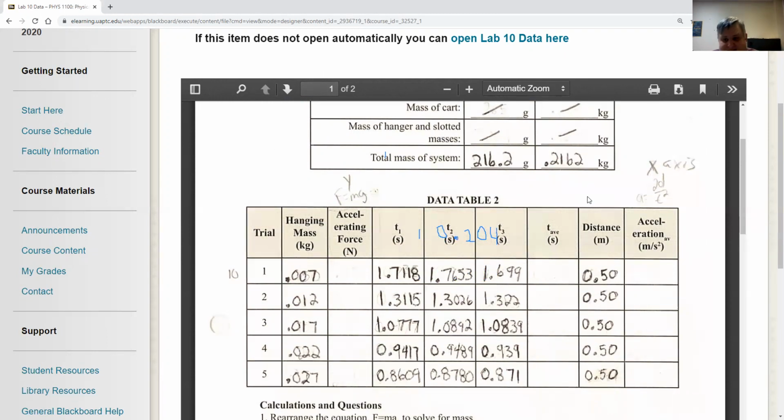We should be able to calculate their mass with just the mass that's on the hanger and the acceleration that this mass causes the cart to have as it starts to move.